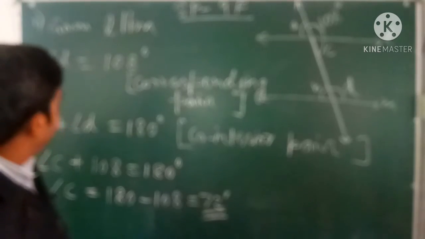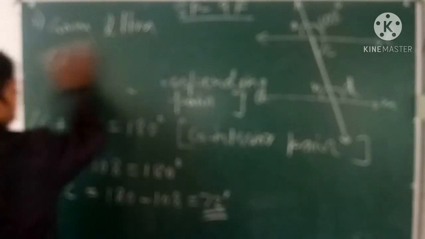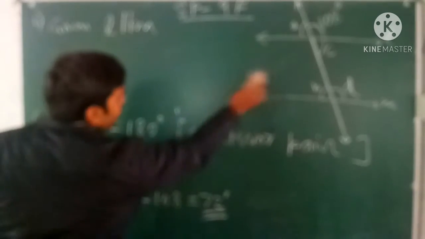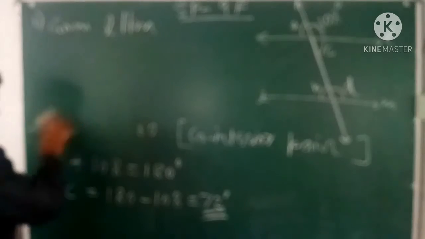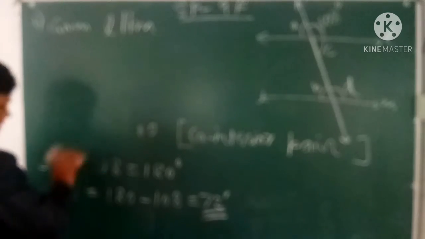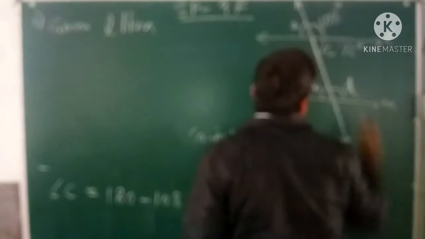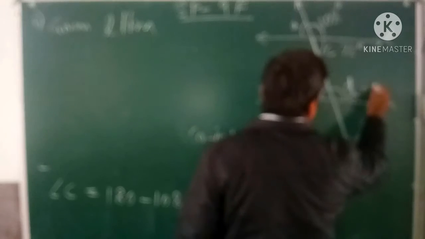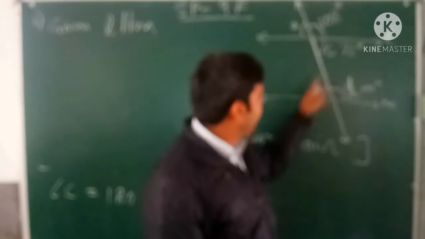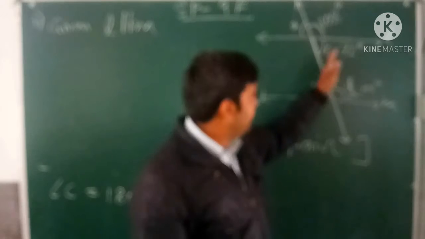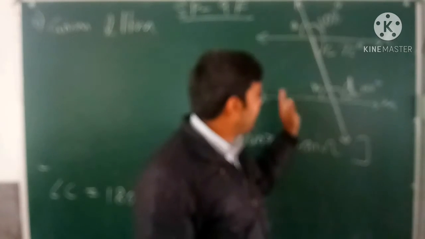So here in this we have to find angle B. Angle C, we have got 72 degree. Angle D we have got 108 degree. Now B we have to find. Now see, angle B and C are the alternate pair. C is on the right side of the transversal, B is on the left side of the transversal.